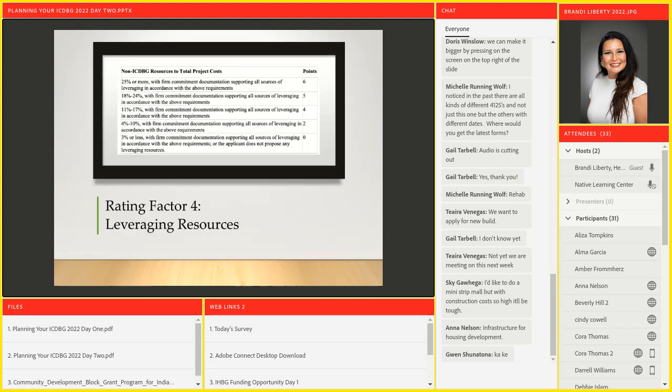So what does scoring look like? If you provide 25% or more of a firm commitment documentation for leverage, you will receive the maximum of 6 points. Anything between 18 and 24 is 5 points, 11 to 17 is 4, 4 to 10 is 2, and 3 or less is 0.